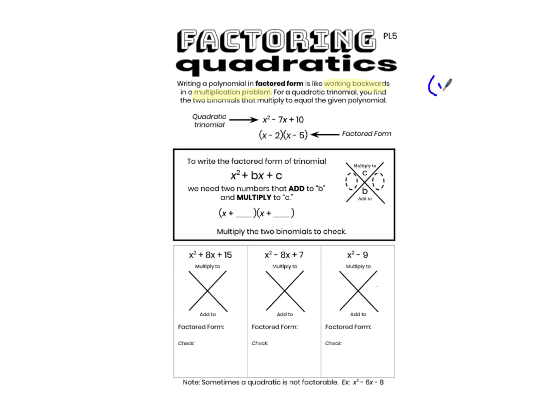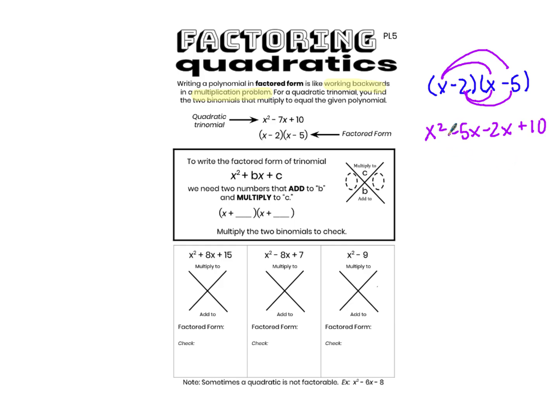Given the binomials x minus 2 and x minus 5, find the product. So multiply those two binomials. We've done that either using the distributive property or the box method. So x times x is x squared. X times negative 5 is minus 5x. Negative 2 times x is minus 2x. And then negative 2 times negative 5 is plus 10.